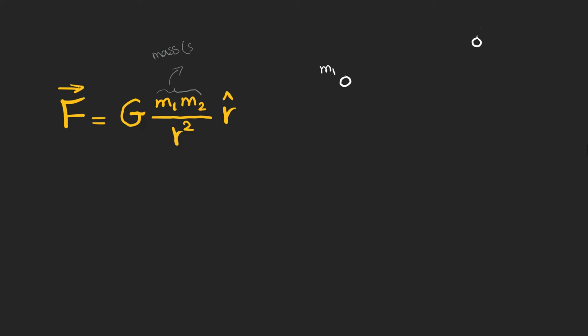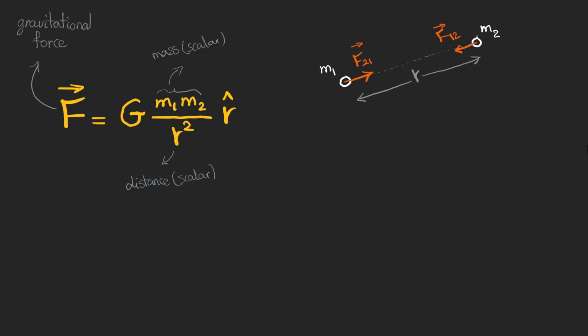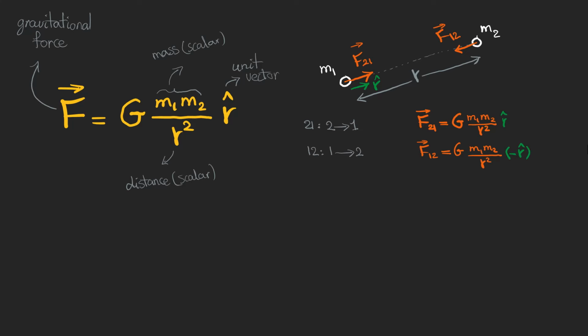Suppose that we have 2 masses m1 and m2 separated by a distance r, in which r is a scalar. The gravitational force between the 2 masses can be calculated by this formula. If we take r hat to be the unit vector in this direction, which is usually used in spherical coordinates, the force that the second body exerts on the first one is F21, and the force that the first mass exerts on the second is F12, which is in the opposite direction.